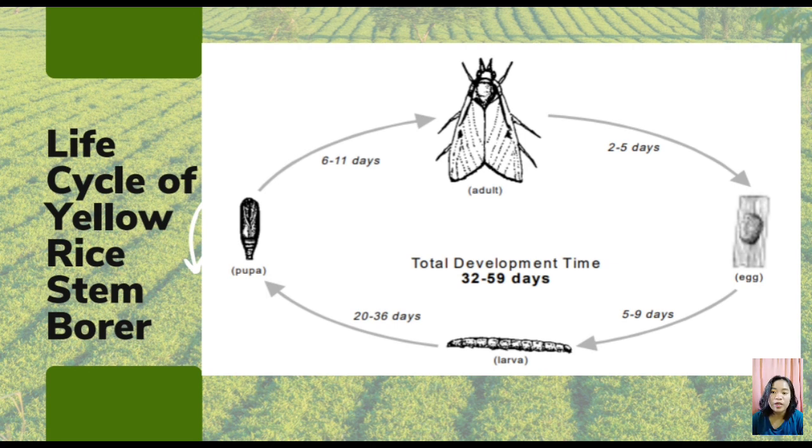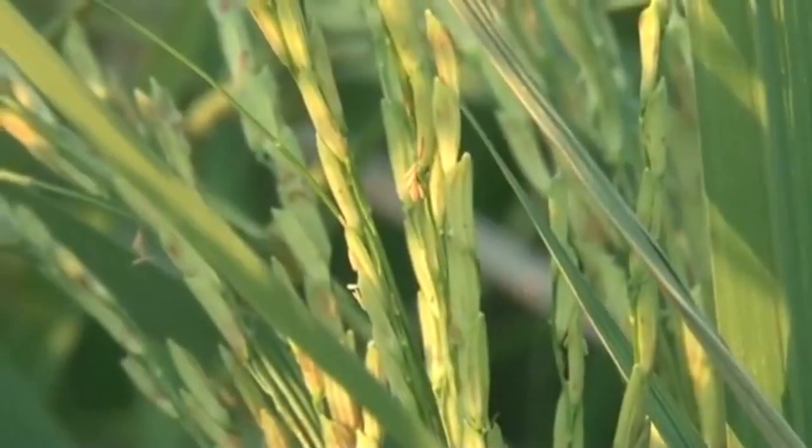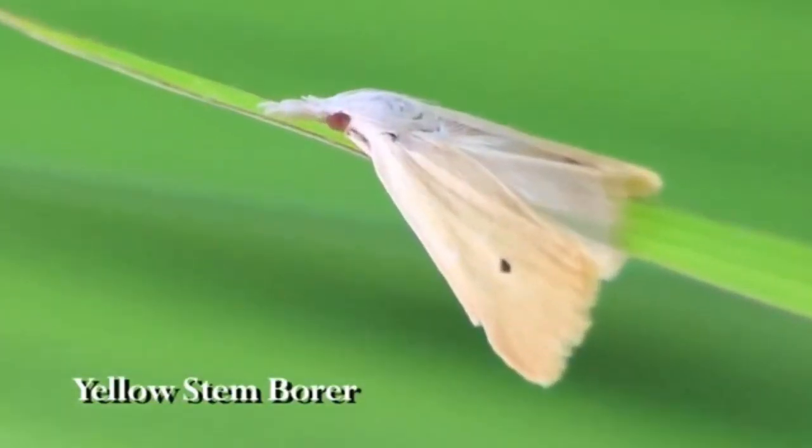The adult has 2 to 5 days before it produces eggs. The egg has 5 to 9 days before it becomes a larva. So, that is the total development time of the yellow rice stem borer. Let's watch a short video for the yellow rice stem borer.